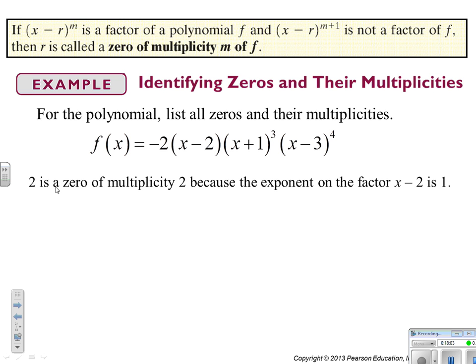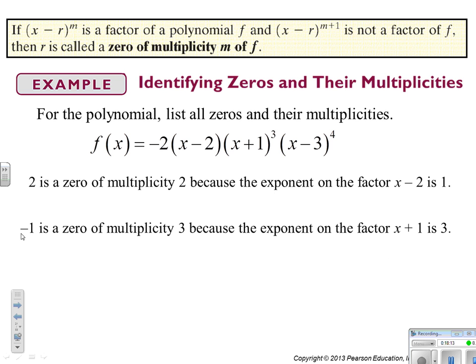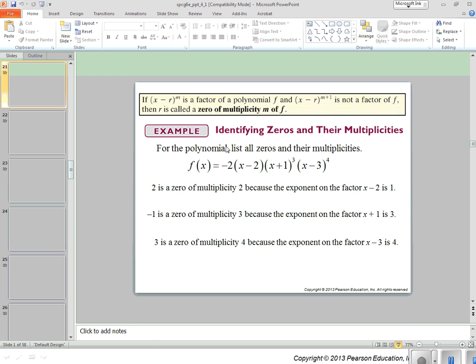2 is a 0 of multiplicity 2 because the exponent on the factor of x minus 2 is 1. -1 is a 0 of multiplicity 3 because the exponent on the factor of x minus 1 is 3. I think this is wrong. I think this needs to be 1. Because what is the exponent here? 1. I think they made a typo.